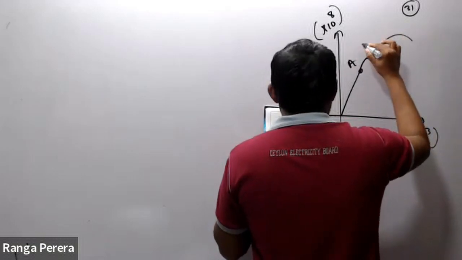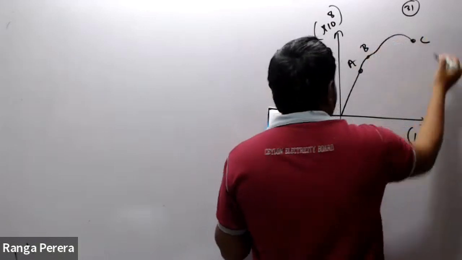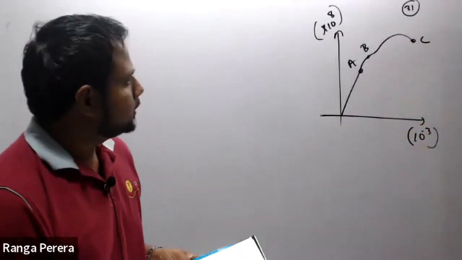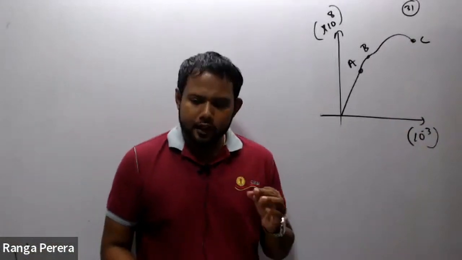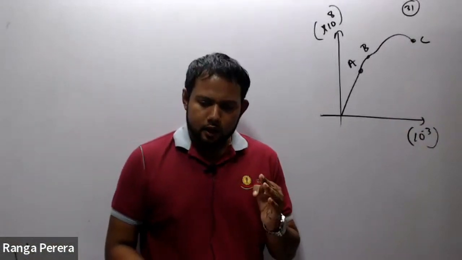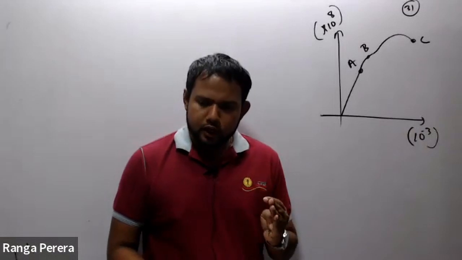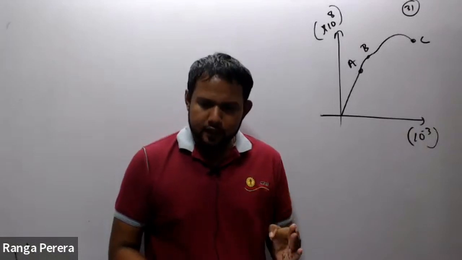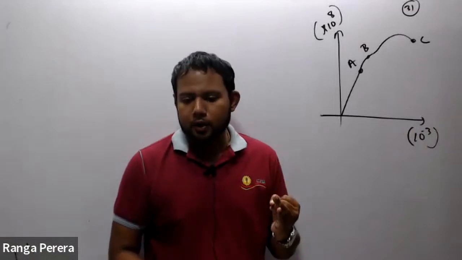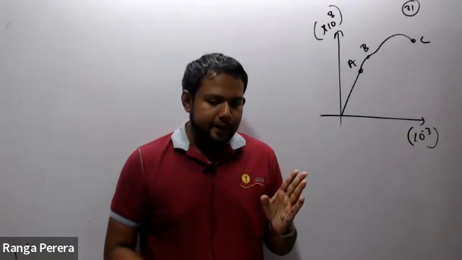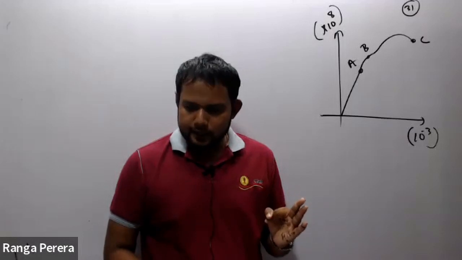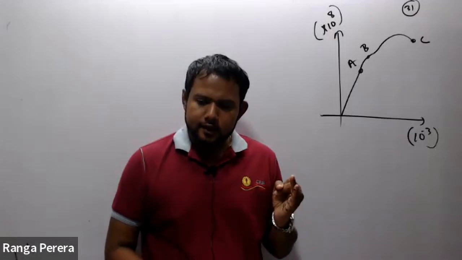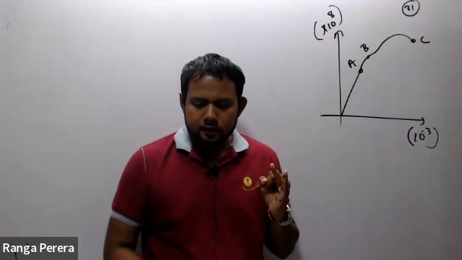A, B, and this is C. Identify the locations A, B, and C. What is A? A is the proportional limit. B is the elastic limit. C is the breaking point. I will repeat it again. A is the proportional limit, B is the elastic limit, C is the breaking point. Okay.